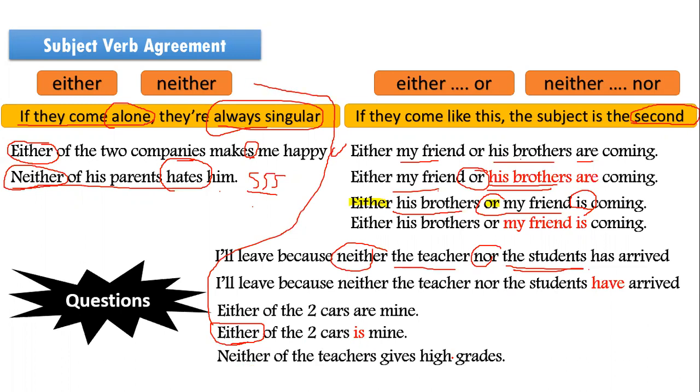All right. Last example here, neither of the teachers gives high grades. Is this sentence correct? The sentence is correct as it is, because I say neither of the teachers. Neither doesn't have nor, so the verb should be in the singular form, and that's it for neither and either.